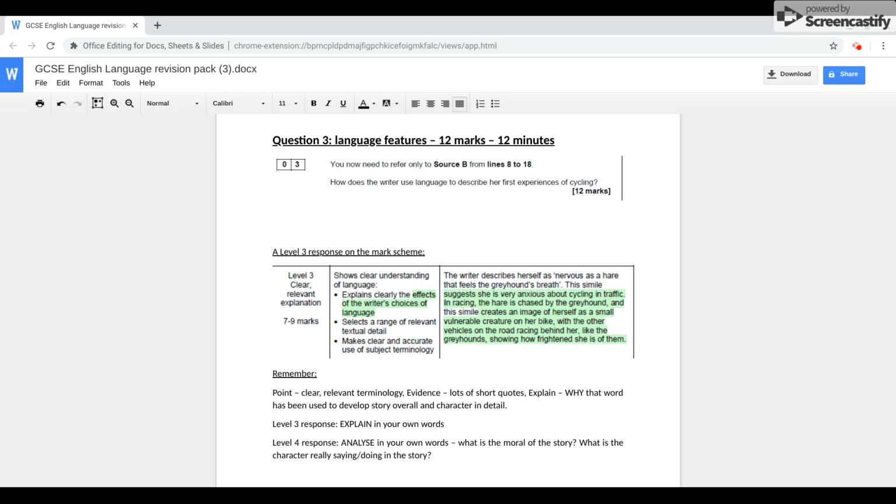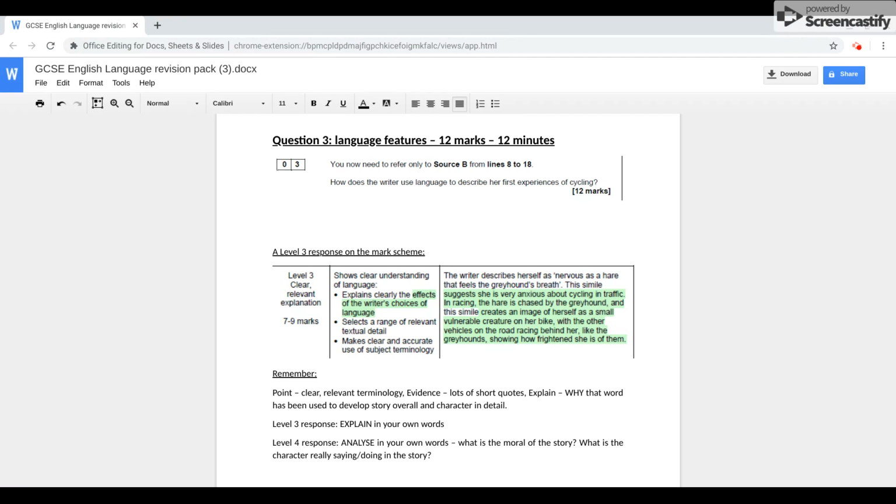So the 4-stage process here is really important. The first stage is look at the end of the question. You know it's language, question 3 on paper 2. You know it's 12 marks, 12 minutes. You know it's point, evidence, explained. So the key is language about what. So if you look at the end of the question, her first experiences of cycling in where? In lines 8 to 18.